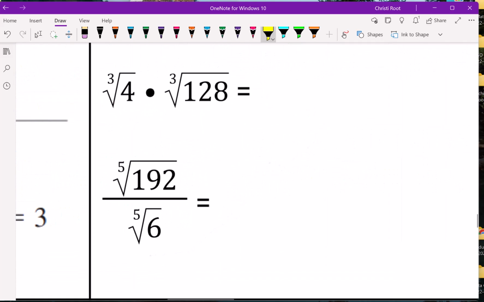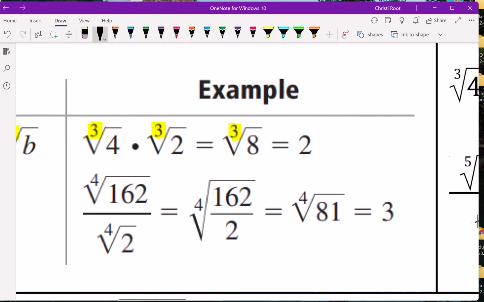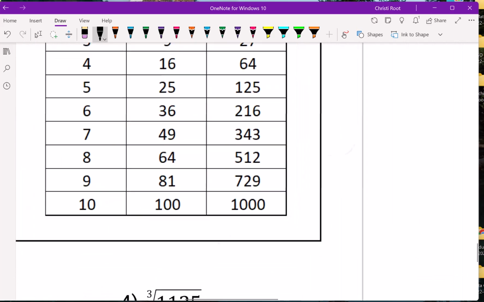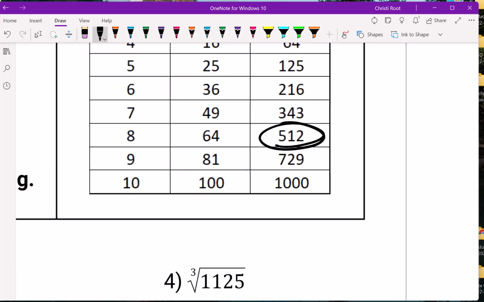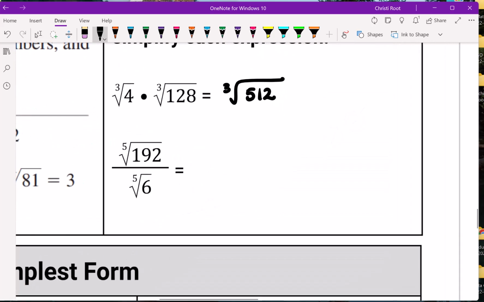So let's do this over here. Right now, the cube root of 4, I can't do that. The cube root of 128, it's not a perfect cube. But what I can do is I can combine them. So use your calculator and do 4 times 128, and we get 512. Now, 512 is one of those numbers. You may not know it off the top of your head, but if you look a little bit further down, do you see it? 512. What's the cube root of 512? It is 8. The cube root of 512 is 8. 8 times 8 times 8.